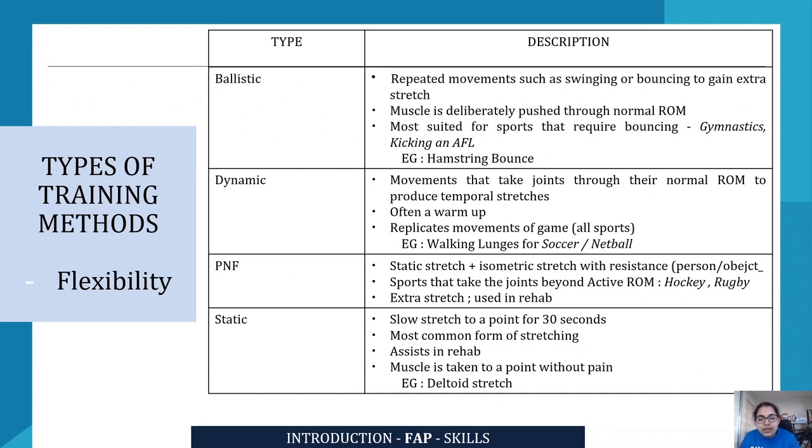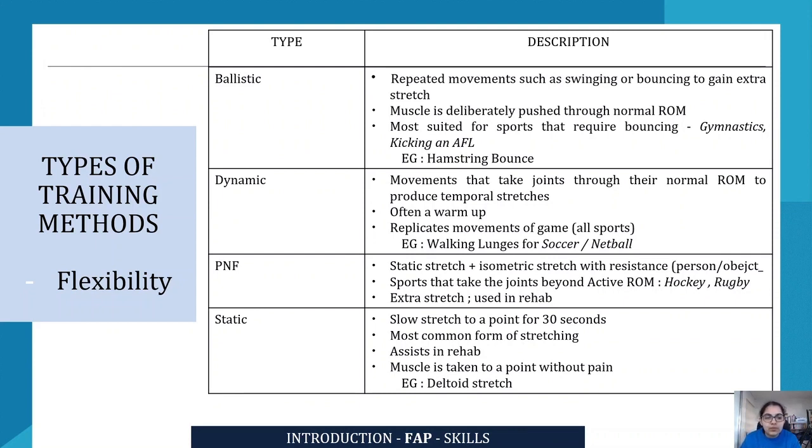So dynamic training looks at movements that take joints through their normal range of motion to produce temporal stretches. So often it's done as a warm-up, and it replicates movements of the game of all sports. For example, in soccer or netball you can do walking lunges. So it's kind of mirroring, again, focusing on that leg strength and endurance that you'll need throughout the duration of the game.